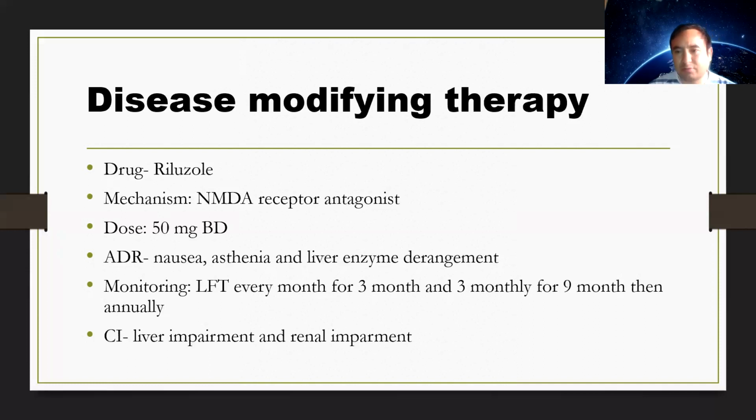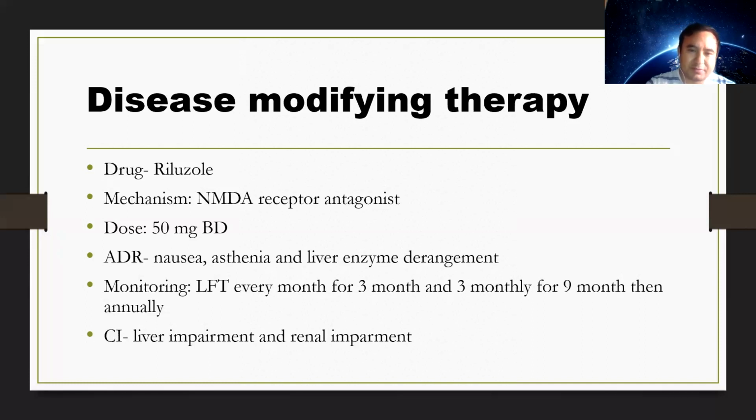These are the mechanisms by which riluzole can act, and the dose that we usually give while managing a patient of MND is 50 mg twice daily. One of the side effects that patients can complain of is nausea, asthenia, and liver enzyme derangement. That's why we have to periodically monitor the liver function test, and it's contraindicated if someone has liver impairment or renal impairment.